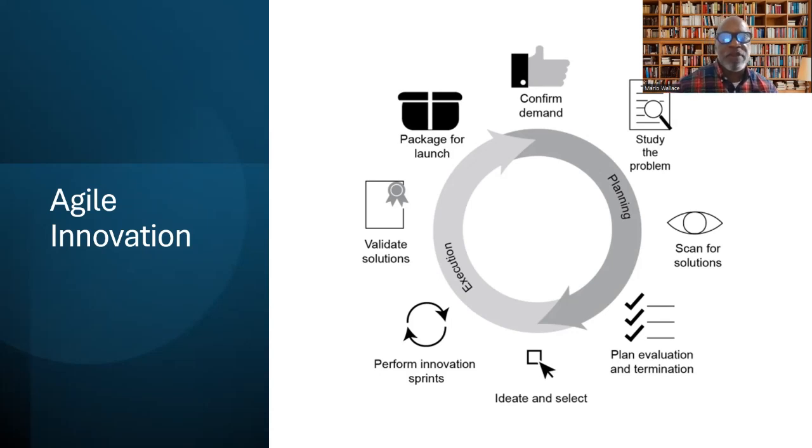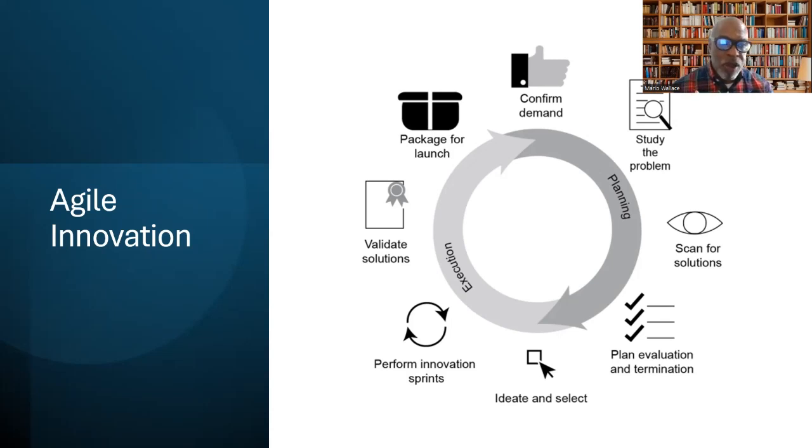So this is the concept of agile innovation. The main thing is confirming demand, because the information normally comes from the bottom up, but sometimes leaders will identify a new innovative approach and push that information down into the organization. But the concept of agile science is bottom up. Study the problem, scan for a solution, plan, evaluation, termination, ideate, and select.